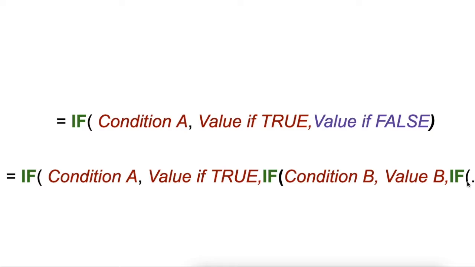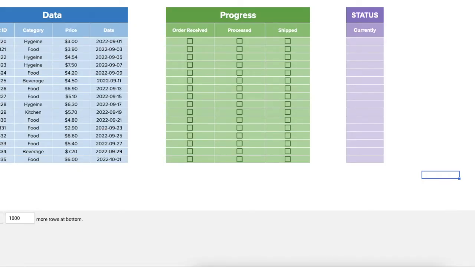So let's get into an example and I will explain exactly what I'm talking about, and it's very simple. Let's say we have this order ID over here. We have the category, price, date. We don't need all of that. We just need to know that we are referring to this order ID when we are talking about the status.